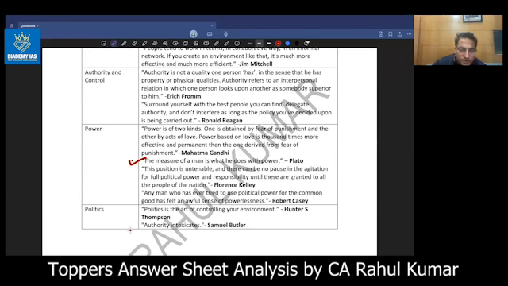This is also a good one for politics. Authority intoxicates, this is also quite good. Last one. Authority intoxicates, Samuel Butler, quite good.